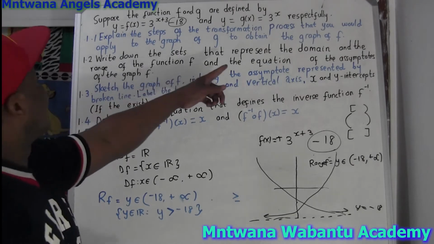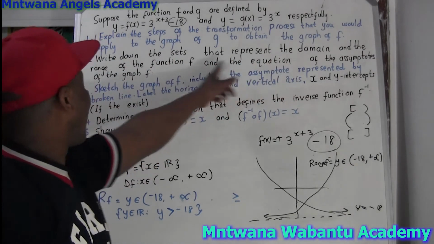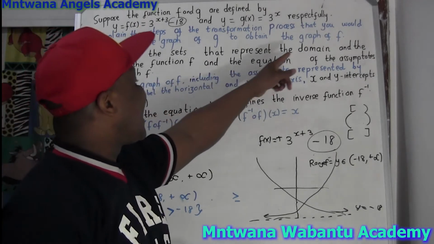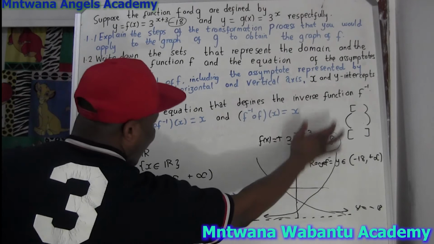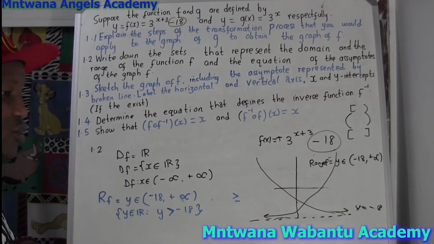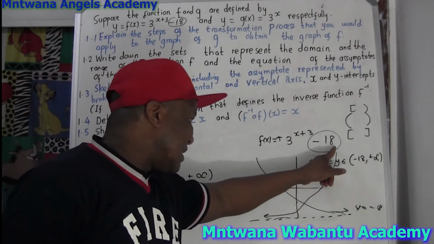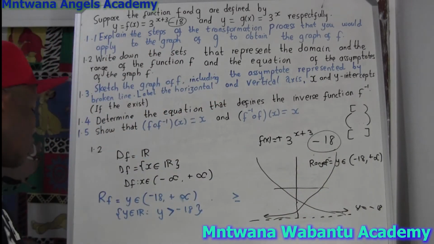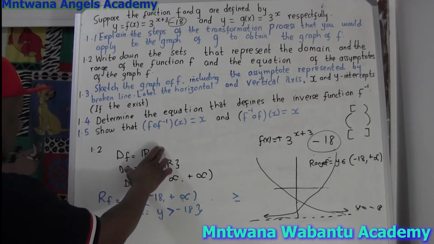Write down all transformations. Represent the domain and range of the function f and the equation of the asymptote. So for any exponential function, we only have a horizontal asymptote. The asymptote is this value here. That's the asymptote.